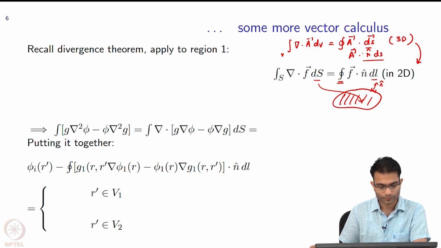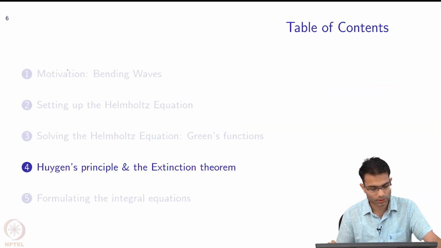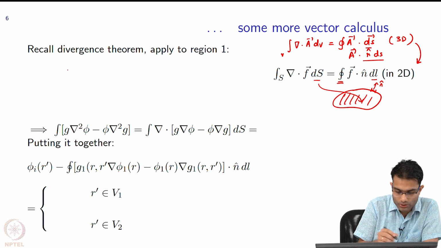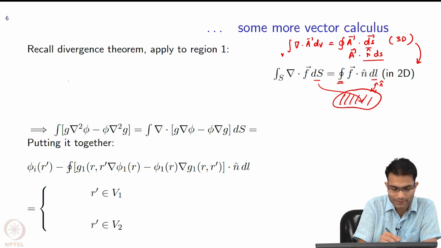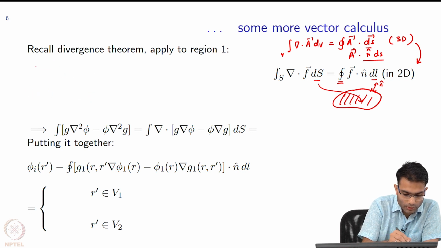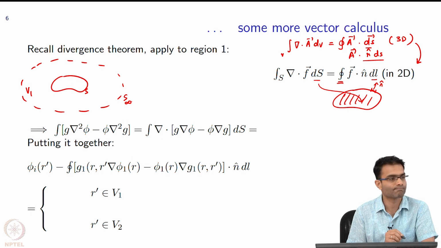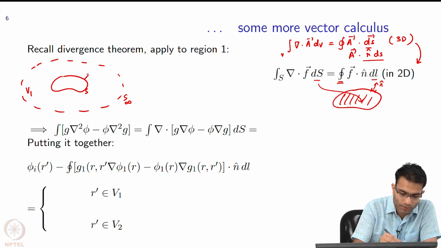Okay. So, we need to now apply this divergence theorem to region 1 over here. So, this is our region 1. I am trying to draw region 1 over here. This is my V1, region 1. What are the two boundaries of this? I have S and S infinity, and I have drawn the normal vector like this.